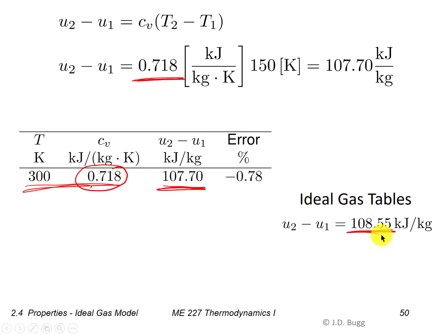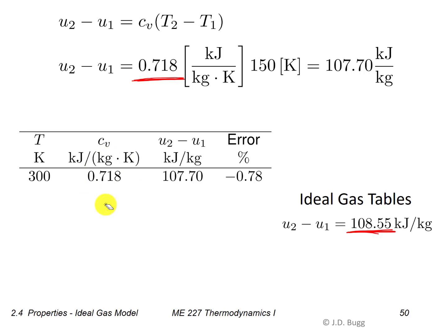So these numbers are actually quite close. This approximate value is less than 1% low. So it's really a good approximation, even if we just go in and use the value of CV at the very beginning of this process.